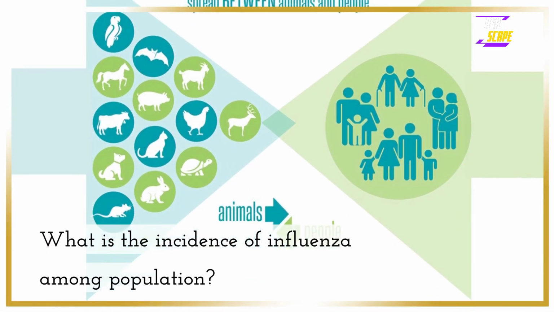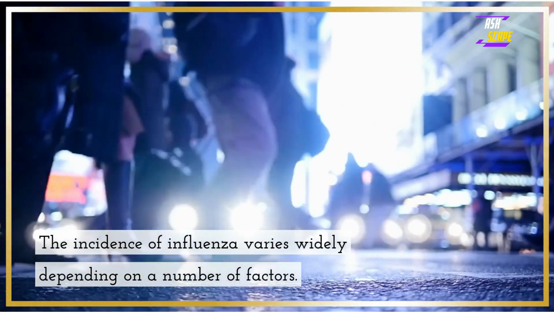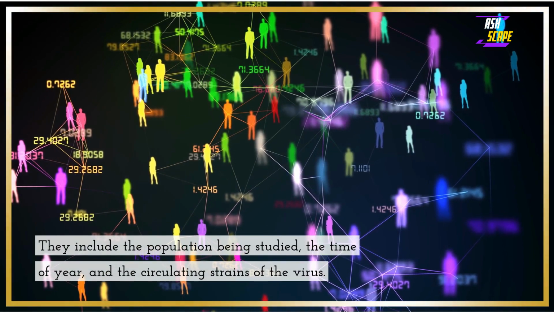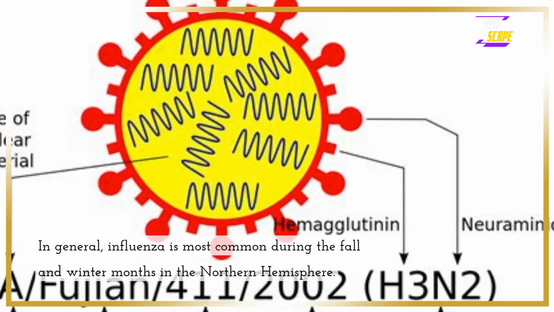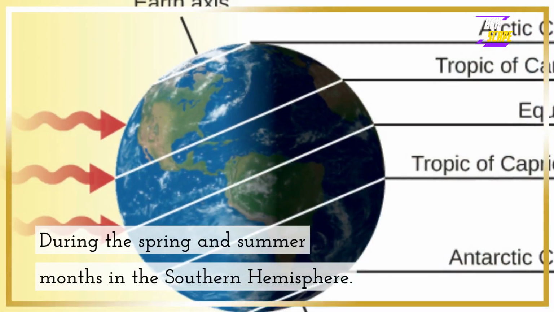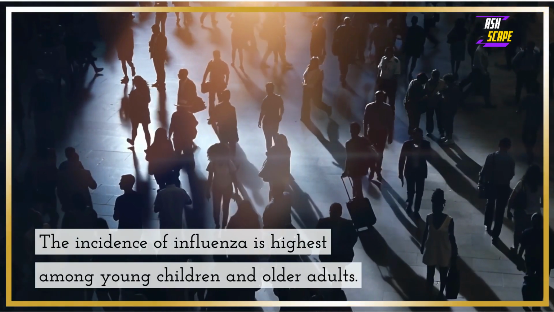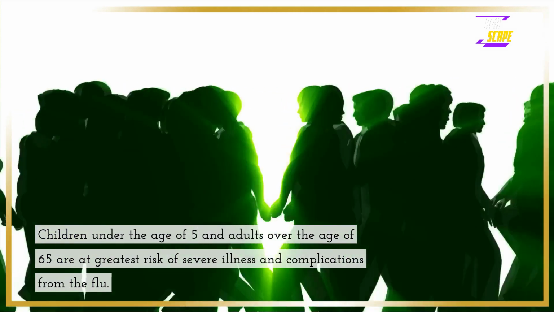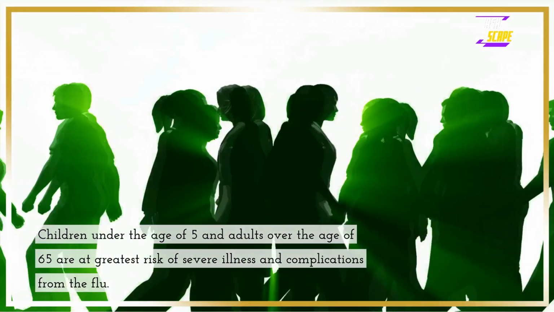What is the incidence of influenza among the population? The incidence of influenza varies widely depending on a number of factors. They include the population being studied, the time of year, and the circulating strains of the virus. In general, influenza is most common during the fall and winter months in the northern hemisphere, and during the spring and summer months in the southern hemisphere. The incidence of influenza is highest among young children and older adults. Children under the age of 5 and adults over the age of 65 are at greatest risk of severe illness and complications from the flu.